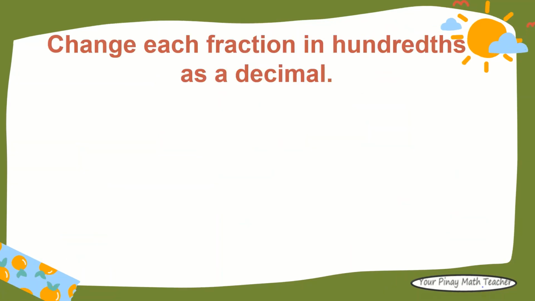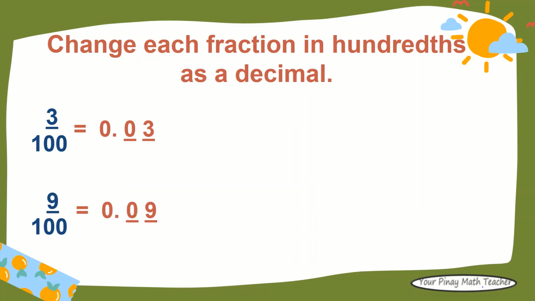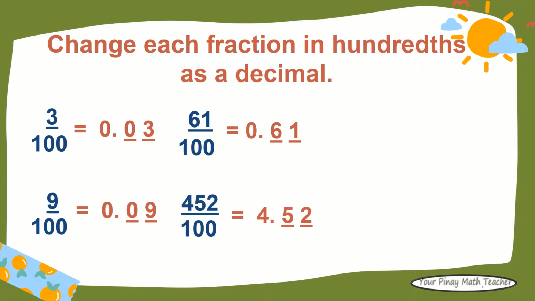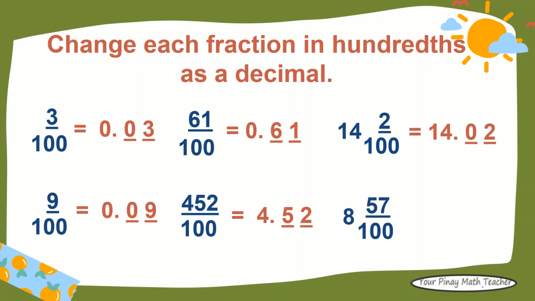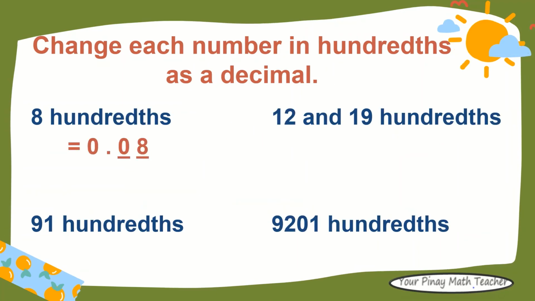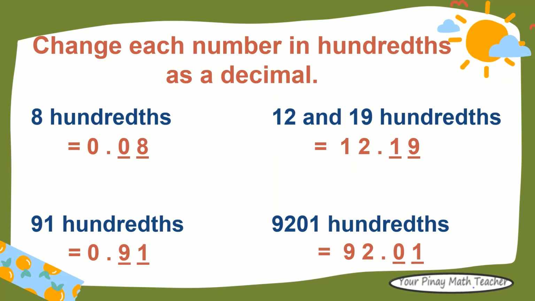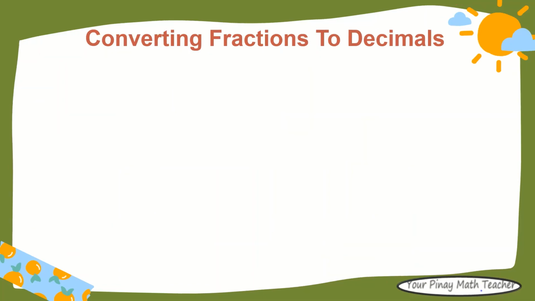Let's have exercises. Change each fraction in hundredths as a decimal. 0.03, 0.09, 0.61, 4.52, 14.02, 8.57. Next, 0.08, 0.91, 12.19, and 92.01.